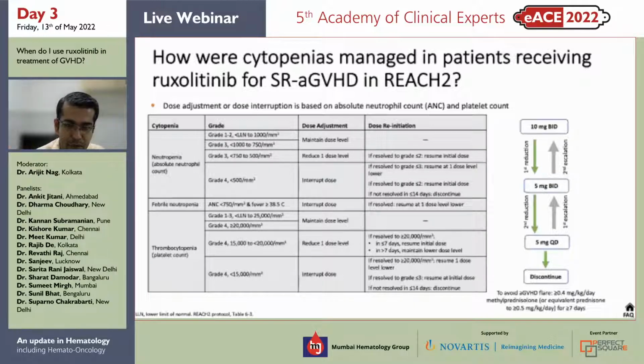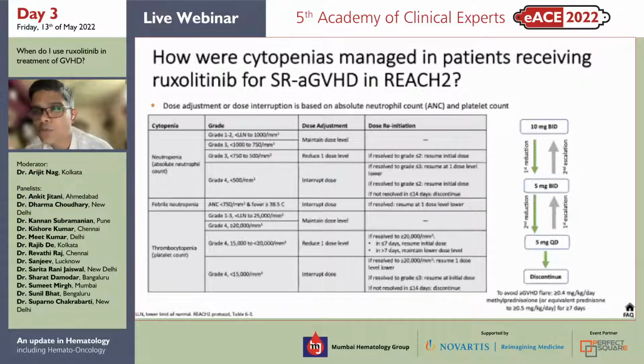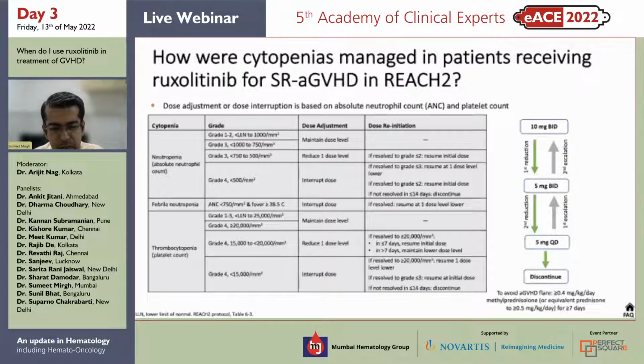And would your threshold of giving platelets be higher if you are giving ruxolitinib in this patient who's got, say, maybe 15,000 platelets? If the patient is not bleeding through the gut, then it's okay. As long as it is more than 10,000 and the patient is not bleeding, it's fine. Even at a count of 15,000, I would not give the platelet transfusion if the patient is stable.